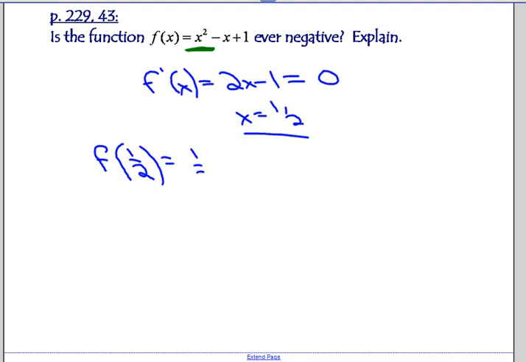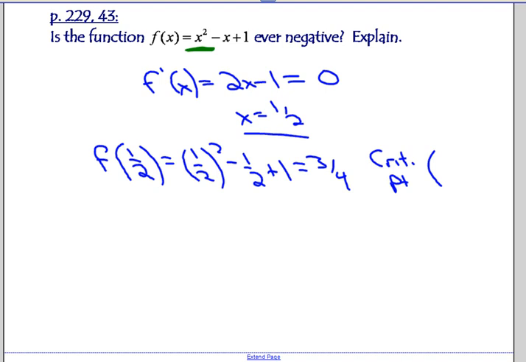So I get 1/2 squared minus 1/2 plus 1. So it looks like 1/4 minus 1/2 plus 1. And that looks like 3/4. So our critical point is when x is a half, and we've got a y-coordinate of 3/4.